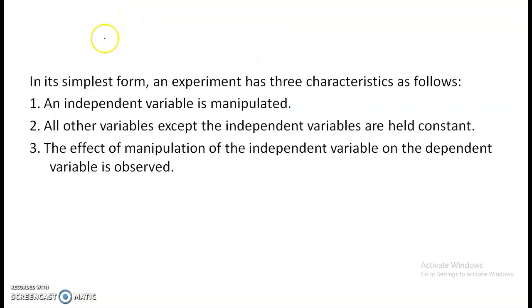Then, in its simplest form, an experiment has three characteristics. One is the independent variable, and the other is that all other variables are held constant, and the effect of manipulation of the independent variable on the dependent variable is observed.